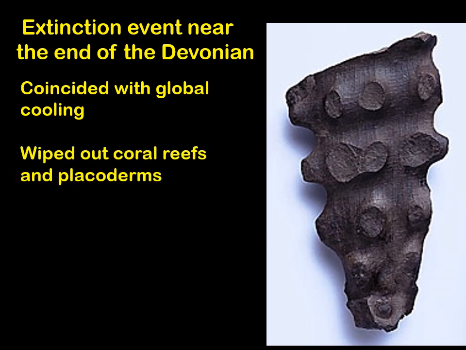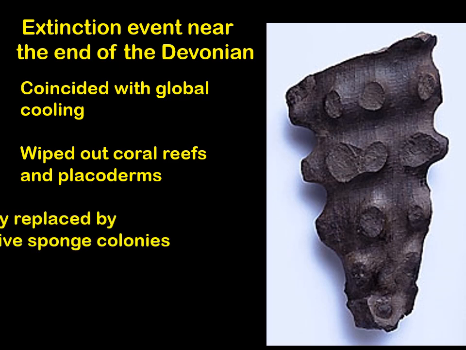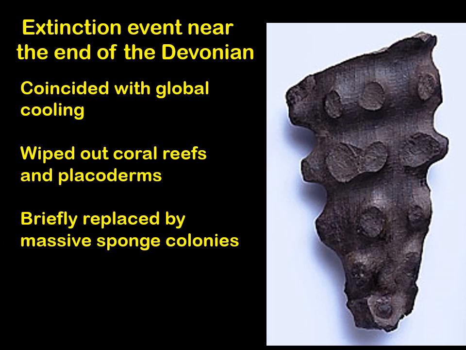With that, we lose a lot of organisms that were diversifying throughout the Devonian. So our coral reefs are finally gone. Sea levels dropped. So are the placoderms. There's a close relationship between them and these reefs, and that's when we really lose our placoderms. Briefly, though, our coral reefs are replaced by sponges, of all things.